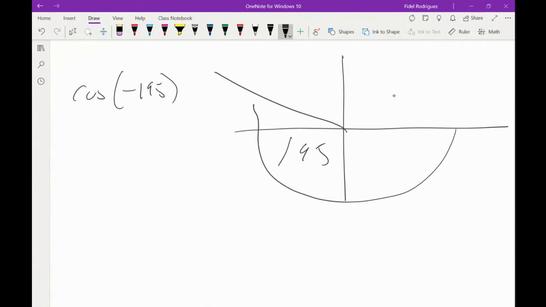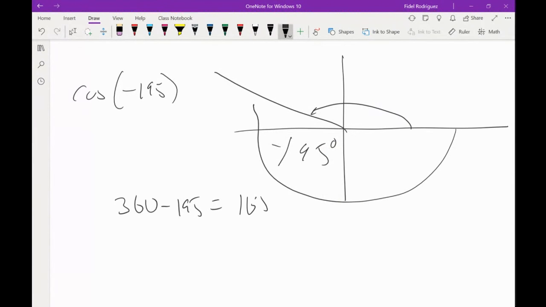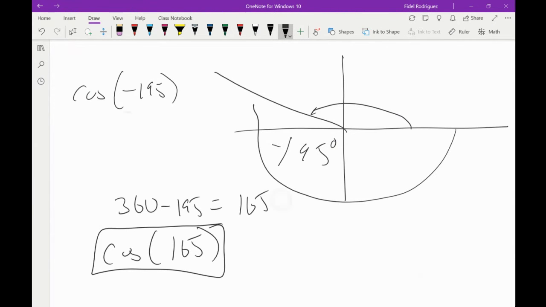So if this angle here is negative 195, what would that angle be? How would I figure that out? Anybody know? Yeah, so we'd go 360 minus 195. Let's see what that's going to end up being. I just want to make sure. 165? Okay. So this would give me 165. Let me see if it's going to give me something any different. Cosine of 165.